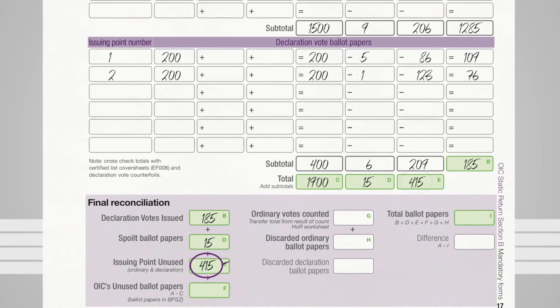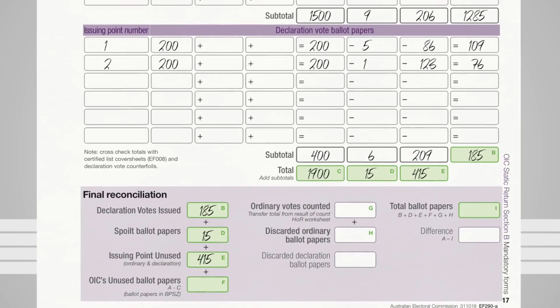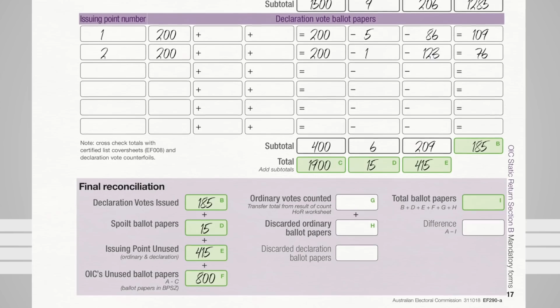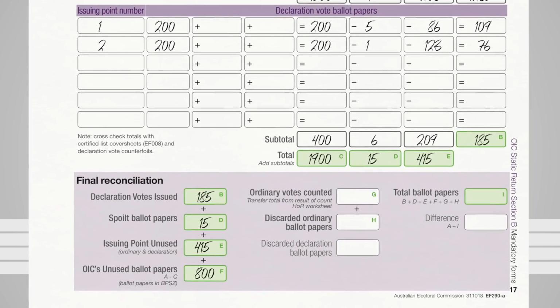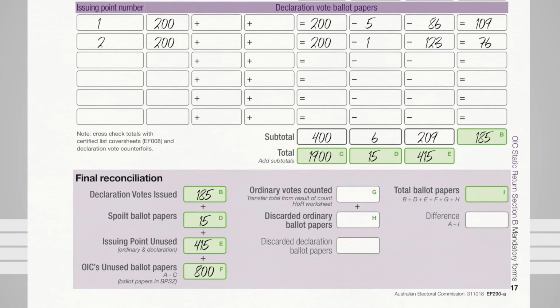The number of OIC's unused ballot papers is calculated at F. In this example, the OIC has 800 unused ballot papers. The number of discarded ordinary and declaration House of Representatives ballot papers are also recorded.